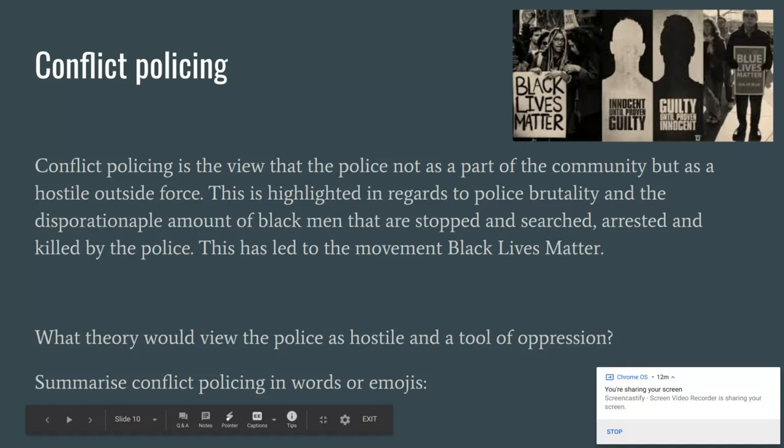What I want you to think about then is which theory would view the police as hostile and a tool of oppression? Who thinks it is something that is to repress? And I want you to try and summarise it in words or emojis again.